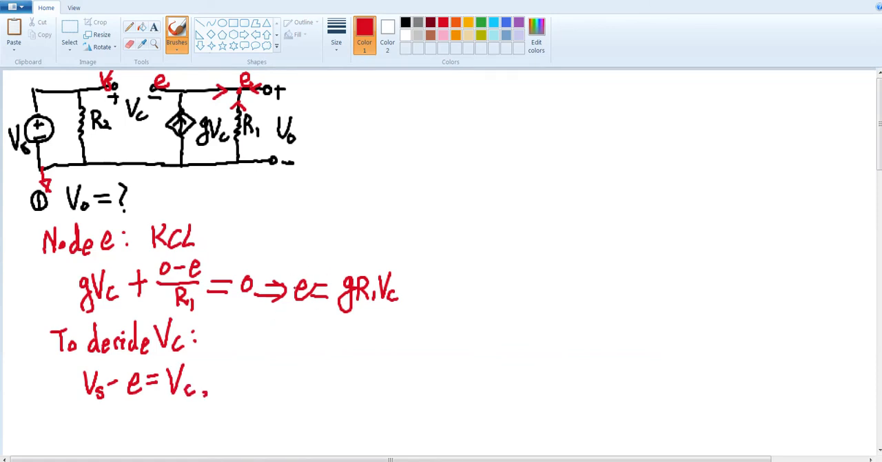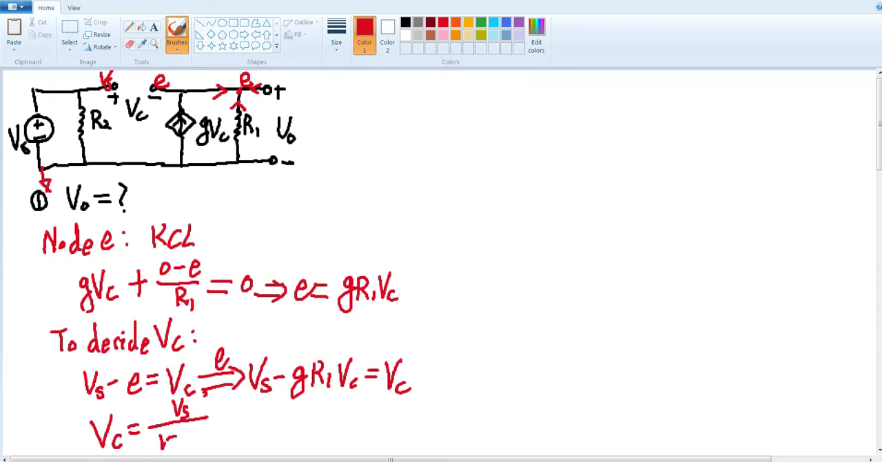Now let's substitute the expression for E into the bottom expression. So basically, we have Vs minus GR1 Vc equals Vc. This is by substituting expression of E. Then from this equation, we can build up a relationship between this control voltage Vc and the input voltage Vs. So it's easy to see Vc can be expressed as Vs divided by 1 plus GR1.